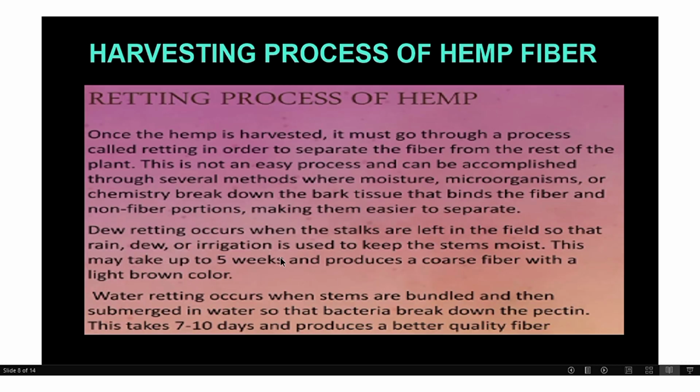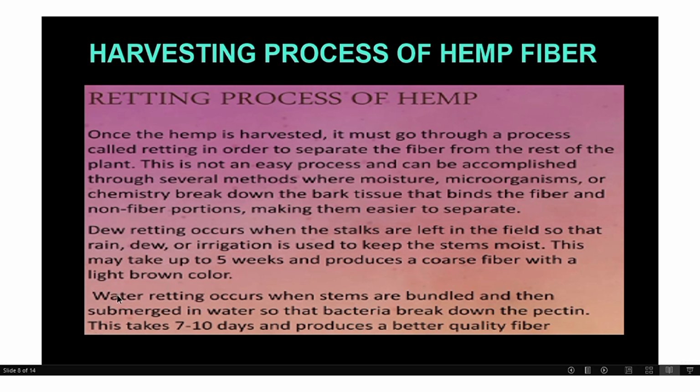And retting is the process, as I have discussed, to separate the fibers from the rest of the plant. There are further dew retting and chemical retting, which we have discussed. Here is the dew retting. Dew retting occurs when stalks are left in the field so that rain, dew, or irrigation is used to keep the stem moist. This takes about 5 weeks.